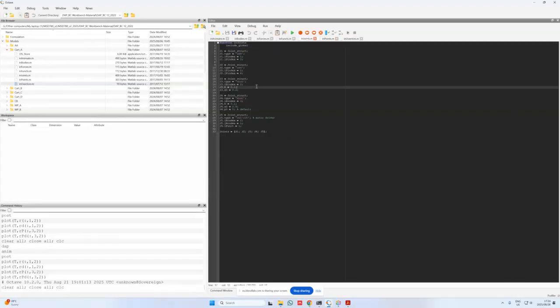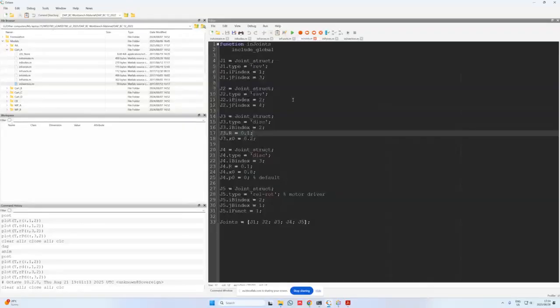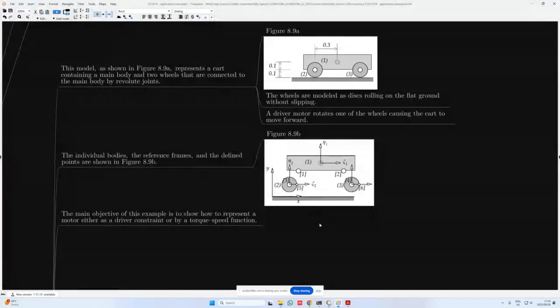Once we're happy with that, we can then move over to the revolute joints, the disc joints, and the relative rotation motor that we're going to specify on the system. So let's start fairly simple with this system. We first define the revolute joints on the system.